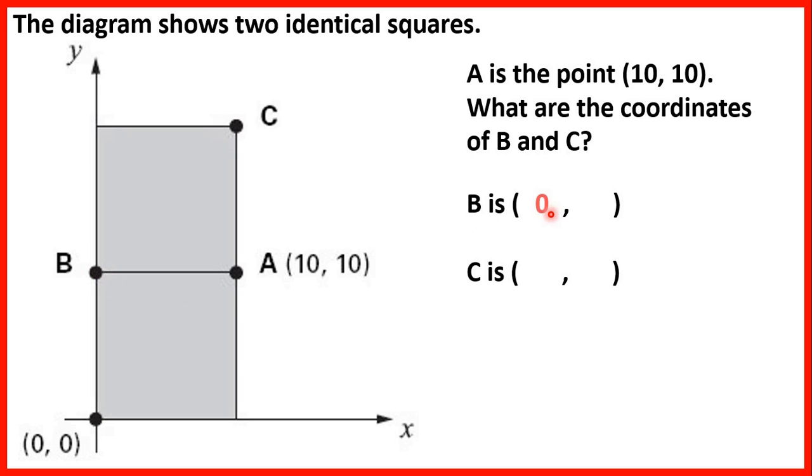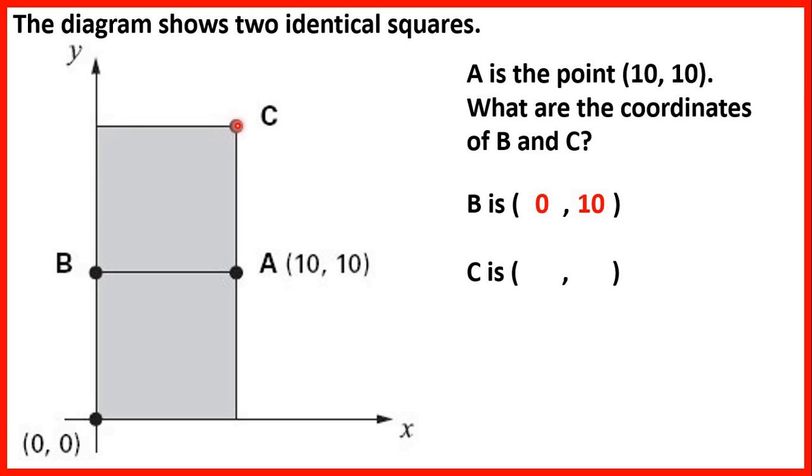So the x coordinate of B is 0, and then because we can see that point B is in line with point A, and that has a y coordinate of 10, we know that the y coordinate of B must be 10 as well. So B is 0, 10. Now we need to find the coordinates for point C.